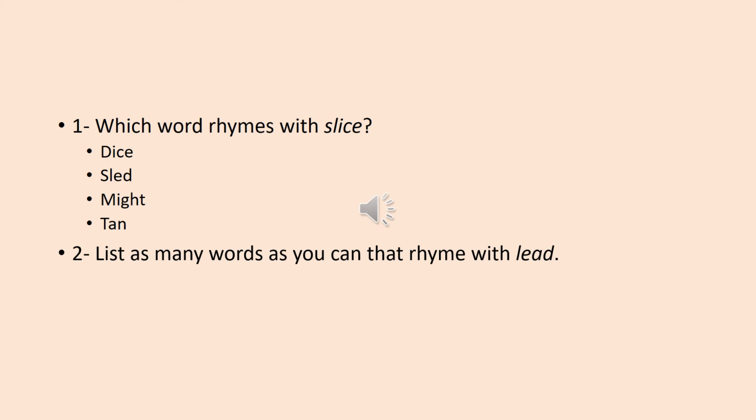This slide represents the 2 types of thinking that an elementary school child might face. First of all, posed with the question, which word rhymes with slice? That will be convergent thinking. Here you have a problem and you have to pick the correct answer from that list. On the other hand, as I said, divergent thinking involves a problem and you have to come up with multiple solutions. So a child may see a question that says, list as many words as you can think of that rhyme with lead.